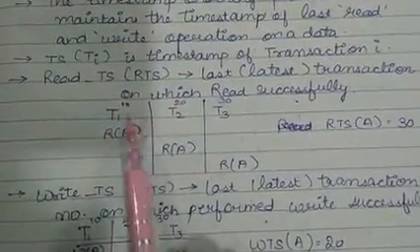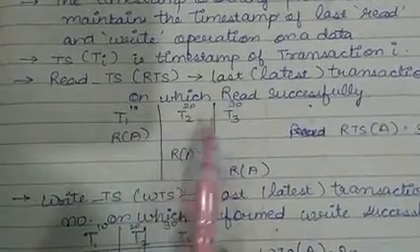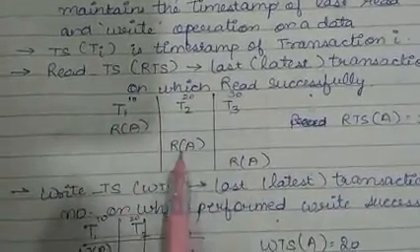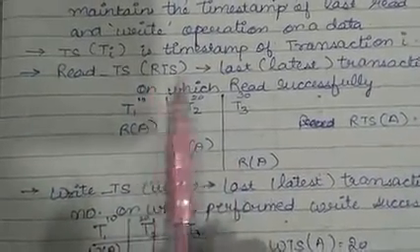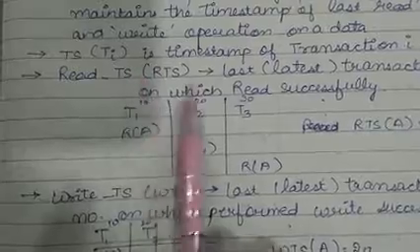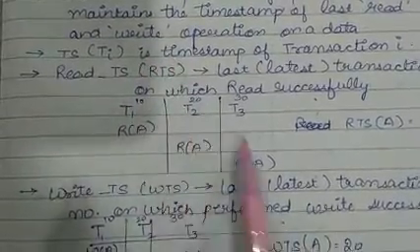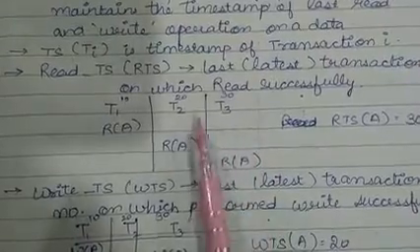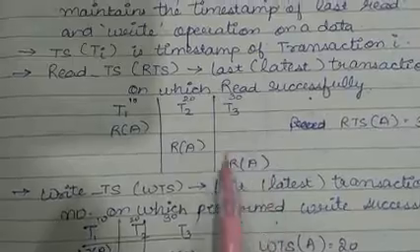Here we have an example in which we have 3 transactions: transaction 1, transaction 2 and transaction 3. All of these have a read operation, R(A). When I say this is the RTS, it shows the latest or last transaction according to the timestamp, because firstly this will execute, then this will execute, and then this will execute.